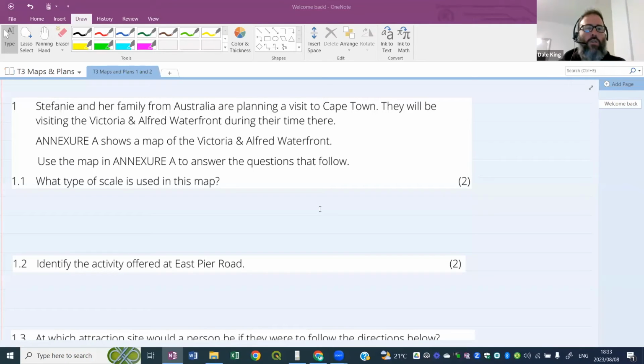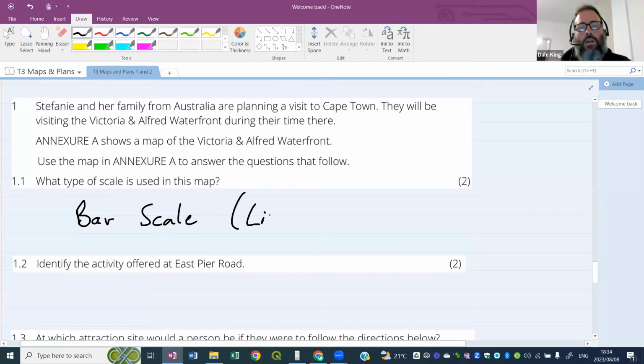It says here, Stephanie and her family from Australia are planning to visit Cape Town. They will be visiting the Victoria and Alfred Waterfront during their time there. Annex A shows a map of the Victoria and Alfred Waterfront. Use the map in Annex A to answer the following questions. What type of scale is used in the map? You guys already told me. Bar scale. Or linear scale, but bar scale is the preferred answer. Yep, we got that. Good.